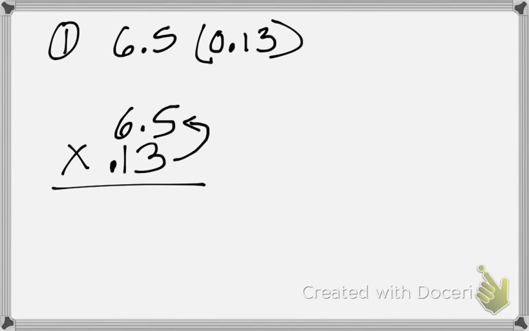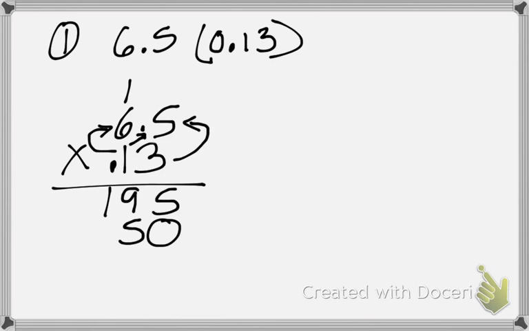So I'm going to do 3 times 5 and get 15 and carry my 1. And then do 3 times 6 and get 18 plus 1 is 19. Add a 0 for a placeholder. Do 1 times 5 and get 5. And then 1 times 6 and get 6. So all I just did was I multiplied like there were no decimals there in the first place. I just kind of pretended those decimals weren't there. I added it all together.